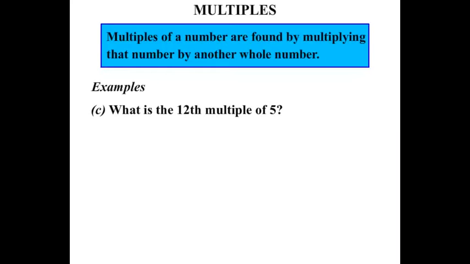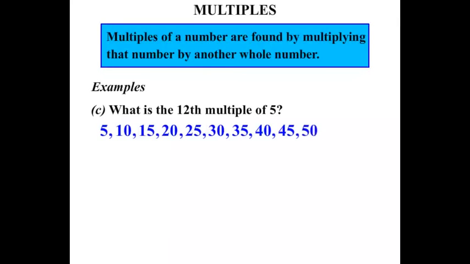What is the 12th multiple of 5? Right, there's a long way to do this and a short way, okay? I'm going to show you the long way, but then from then on, we're going to do things the short way, the easy way. Multiples of 5. 5, 10, 15, 20, 25, 30, 35, 40, 45, 50, 55, 60. The first, second, third, fourth, fifth, sixth, 7th, 8th, 9th, 10th, 11th, 12th.